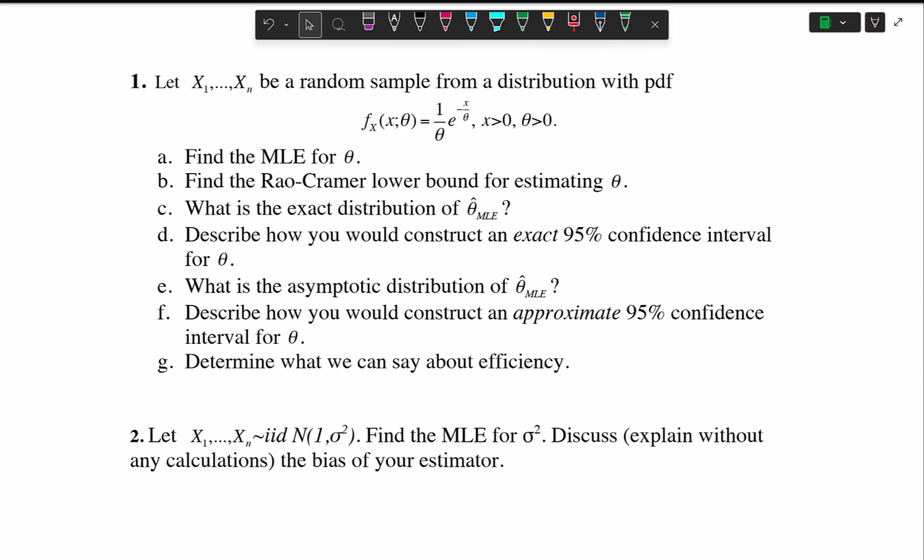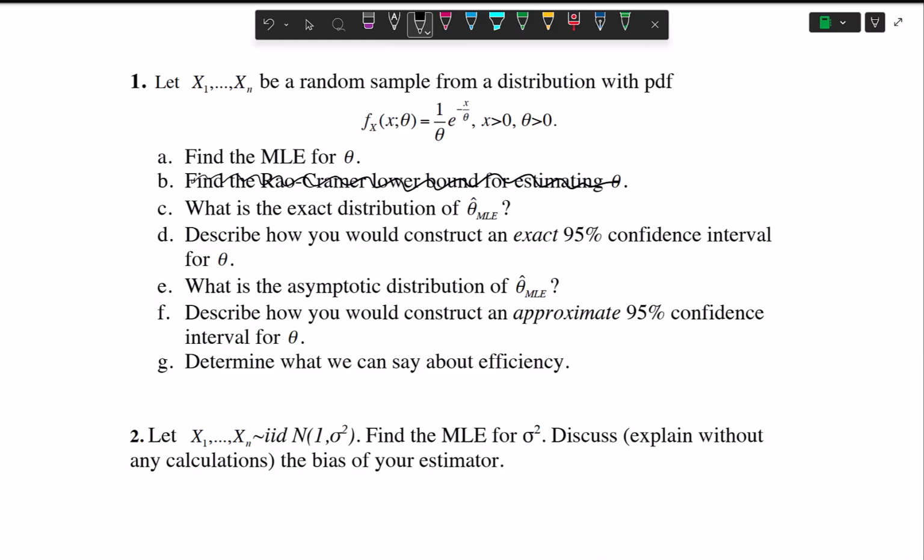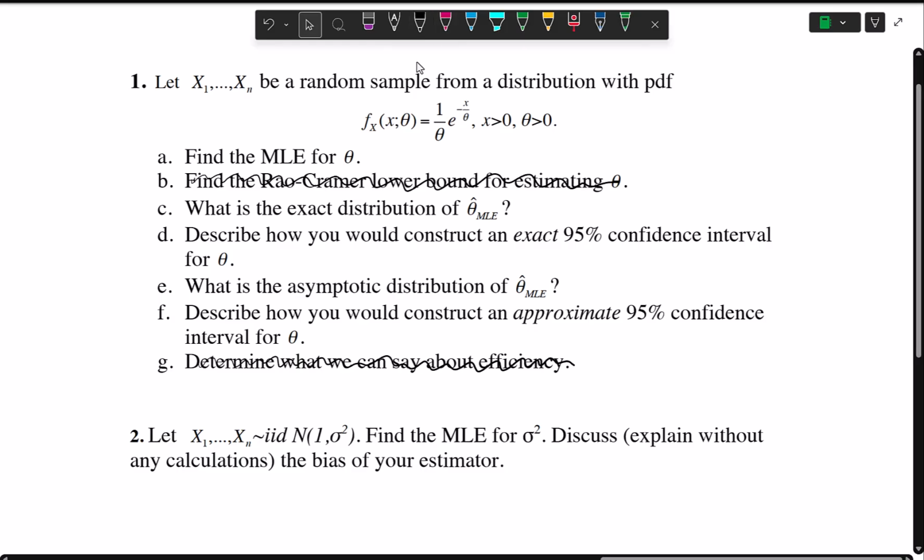All right, so let's continue. For spring 2026, we know that we are going to skip this part. So no RCLB. And then also we said no efficiency, only for spring 2026. All right, so let's go ahead and proceed.